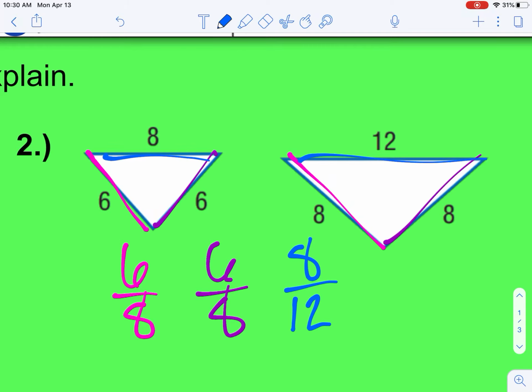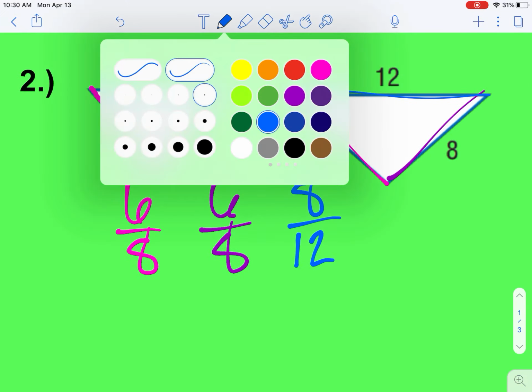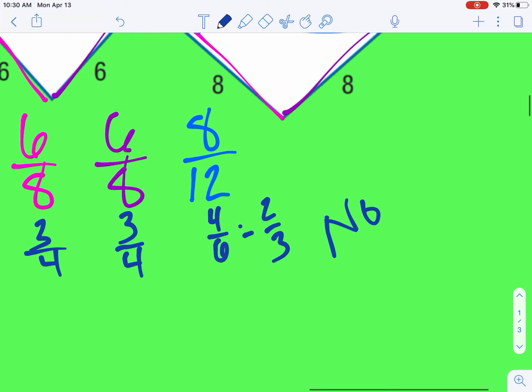All right, when you are looking at those ratios, there's a couple different ways you can do this. You could go ahead and simplify them. You could also cross multiply. Now, if I simplify these, I know that these ones right here are 3/4. This one's 3/4. This one right here is 4/6, which is 2/3. So that means that, no, these are not similar either. And they are not similar because the sides do not form a ratio.